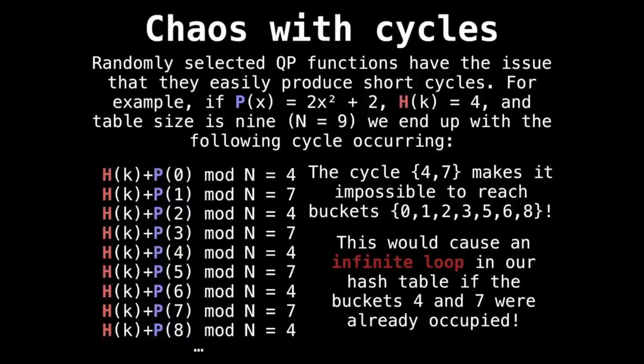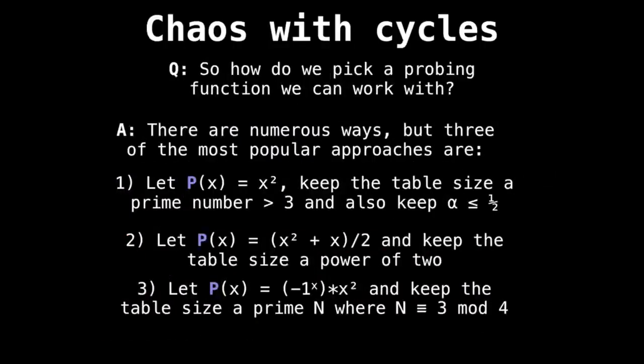So our probing function is only ever able to hit the buckets 4 and 7, so it makes it impossible to reach all the other buckets 0, 1, 2, 3, 5, 6, and 8. So we're stuck in an infinite loop when 4 and 7 are already occupied. This is really, really bad. So the question then is, how do we pick a probing function which always works?